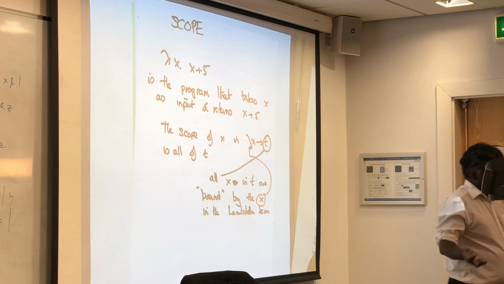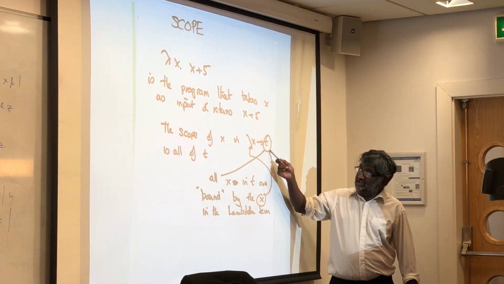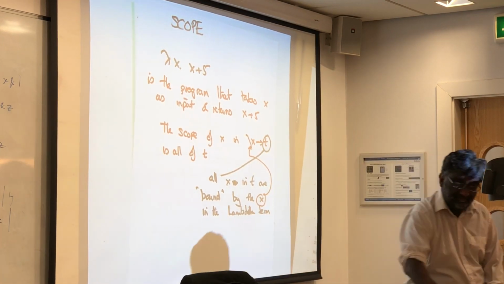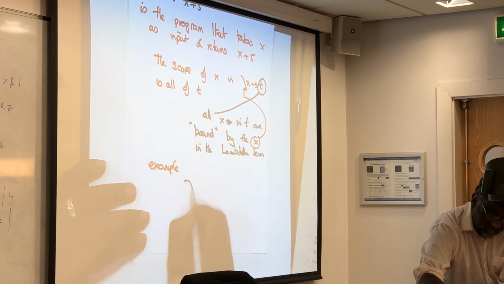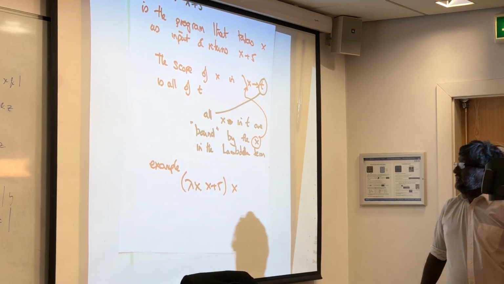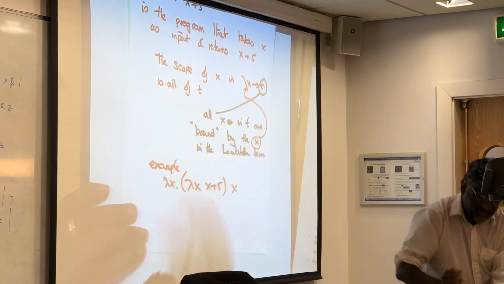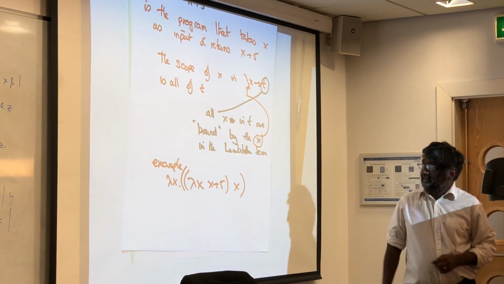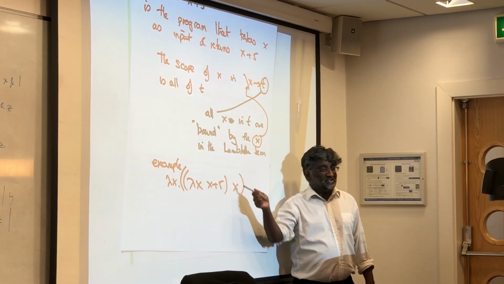If you write it out in English, it all gets a bit wordy and a bit unclear, but it's intuitively clear. Every single x in here is bound by this x. So for example, if I write lambda x dot x plus 5 applied to x, or even better, lambda x dot, just to be precise. So inside this term, you see there are two different lambdas and there are two different x's.